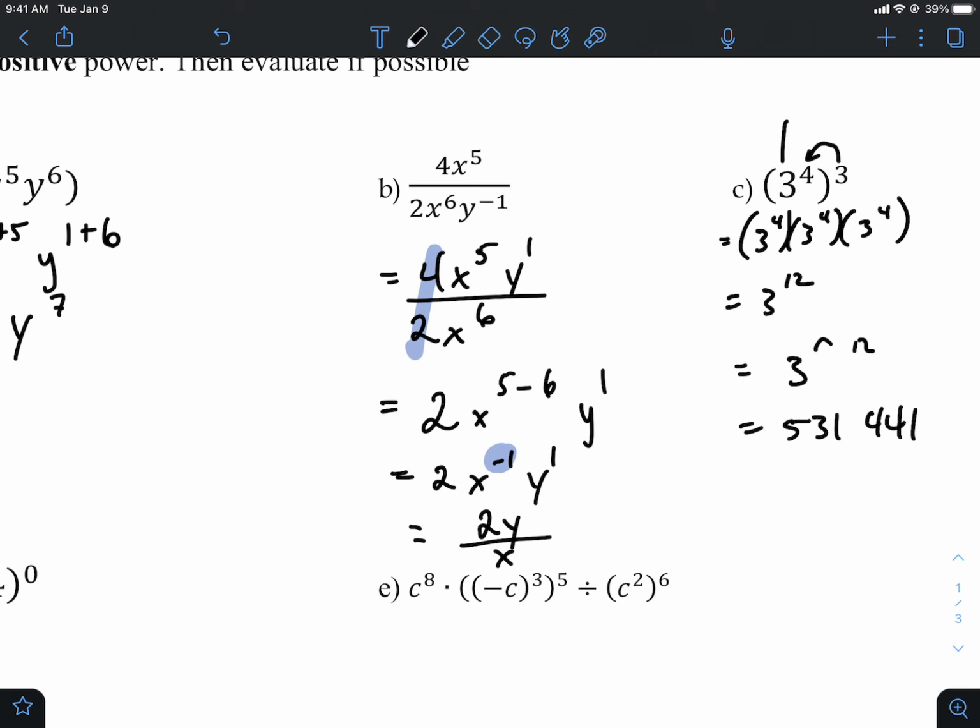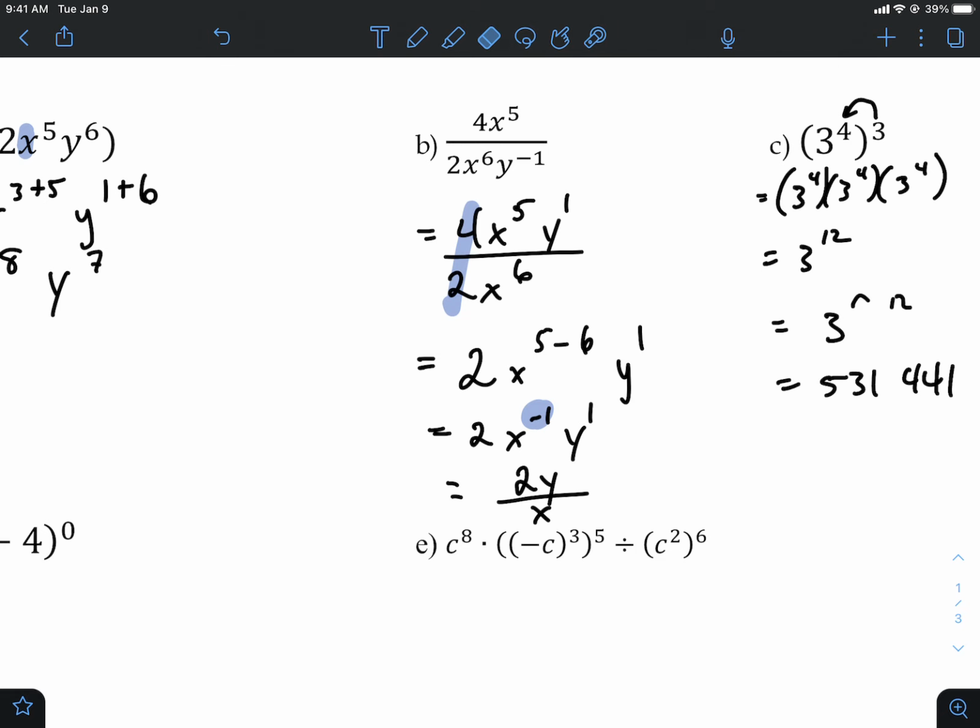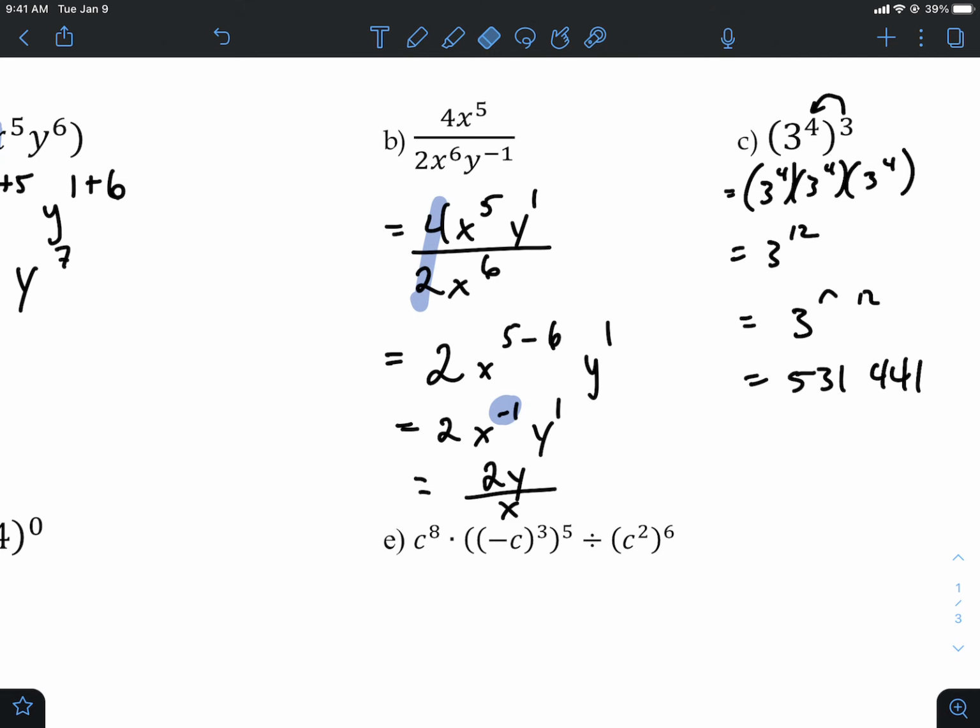I don't know. Pretend the 3 is like an x, because that's what it is. It's just a base, like x, like y, whatever, and it's something raised to an exponent. Okay? Just like x, it's just something sitting there raised to an exponent. Colson, yes? I think the final answer is 5.31441 times 10 to the power.